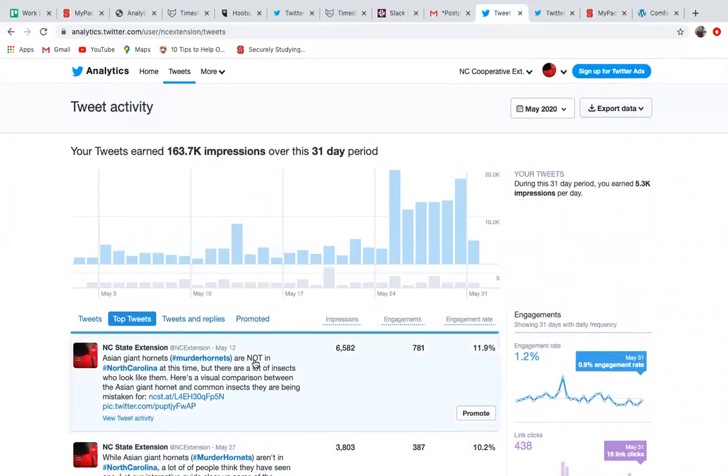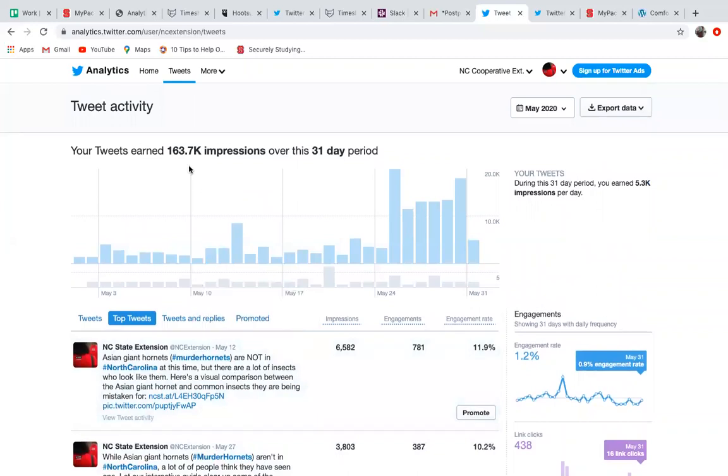Something else too, when you're comparing impressions and engagements, I always like to look at how it compares to this time last year. So for instance, when I'm looking at this number of impressions, it's hard to tell if it's good or bad if I don't have something to compare it to. So I would compare it to what happened last May.